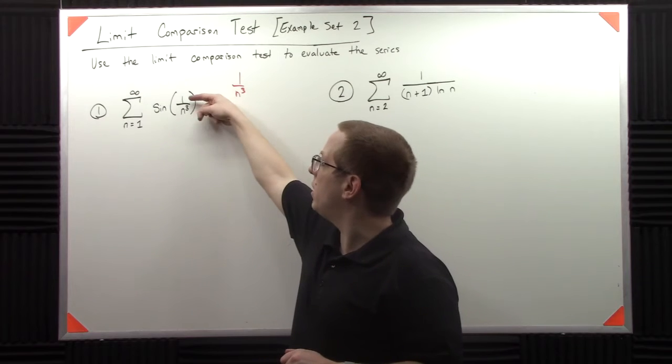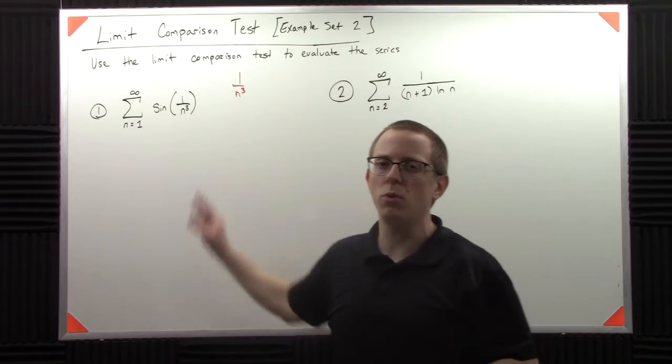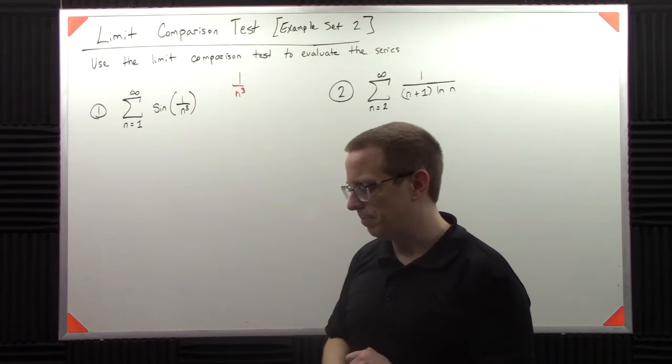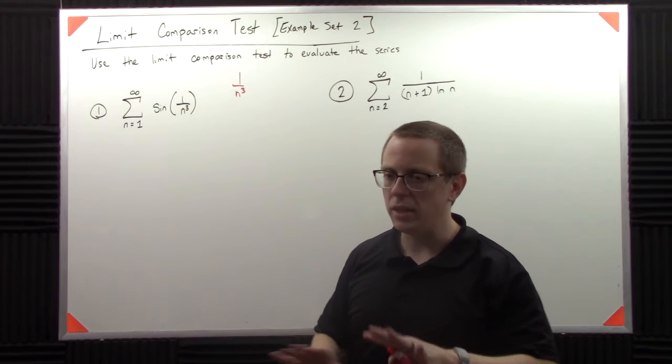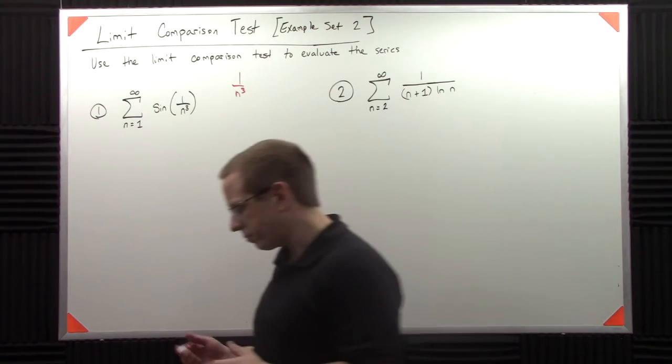So when you have sine of something, choosing to compare it to that something is okay. If you're going to infinity, 1 over is okay. If you're going towards 0, compare it to the exact same thing also. Anyway, it's just a good starting position, and we'll see why.